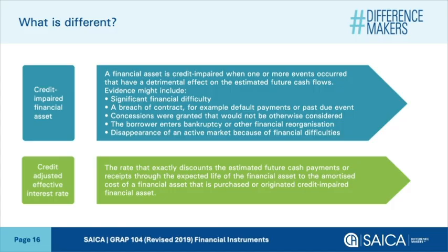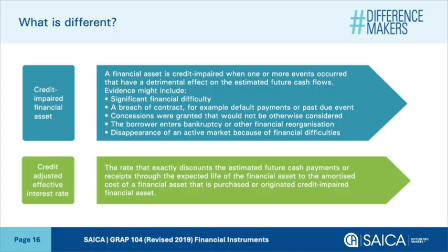Evidence might include significant financial difficulty, a breach of contract, for example, default payments or a past due event, concessions that were granted that would not otherwise be considered, the borrower entering bankruptcy or financial reorganization, or disappearance of an active market because of financial difficulties. This is when the debtor defaults on payment. This list is included in the standard of when this might happen.